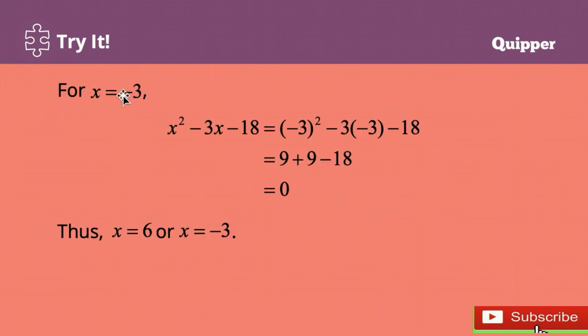For x is equal to negative 3, let's substitute the value of x, which is negative 3. I have negative 3 squared minus 3 times negative 3 minus 18. Negative 3 squared, that's negative 3 times negative 3, and that is 9. Negative 3 times negative 3 is positive 9, then just copy minus 18. 9 plus 9 is 18, minus 18 is 0. Therefore, x is equal to 6 or x is equal to negative 3. And those are the solutions.